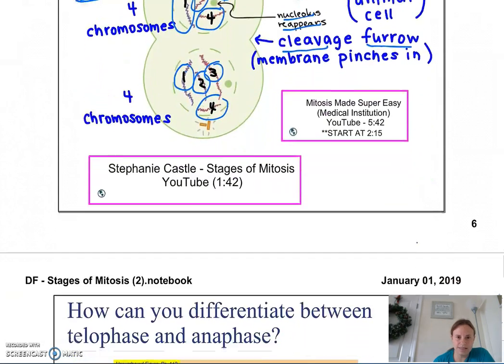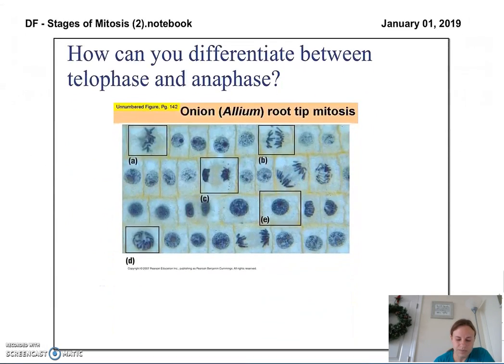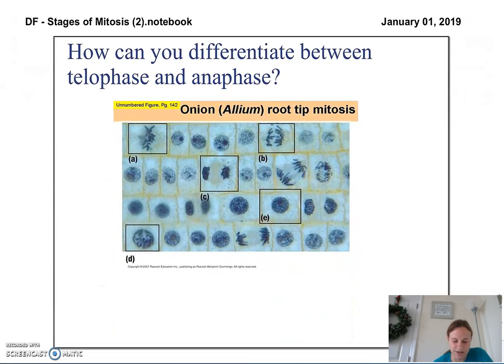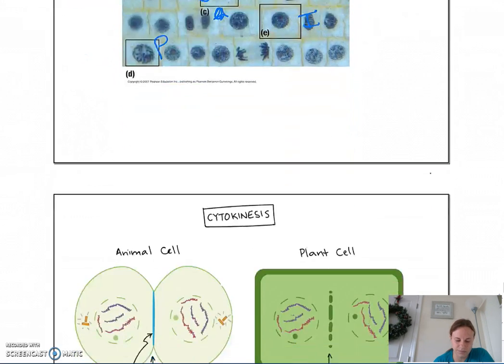So how can we differentiate between telophase and anaphase? Well, can you see that this would be telophase, where your chromosomes have headed towards the opposite poles? Here would be anaphase, where our chromosomes are starting to be pulled apart. Here we've got metaphase, here we've got interphase, and here we've got prophase.